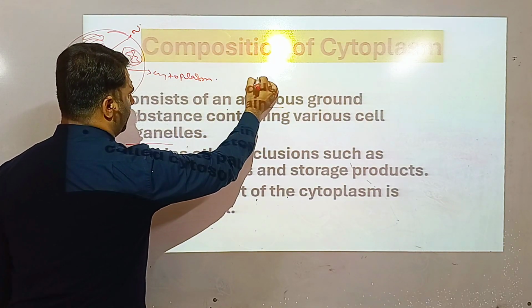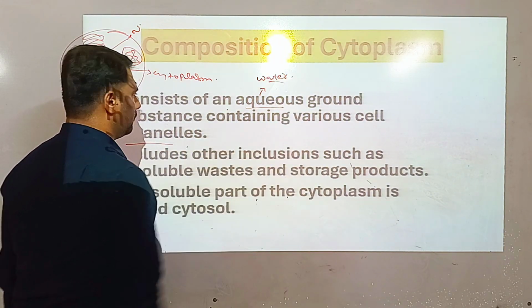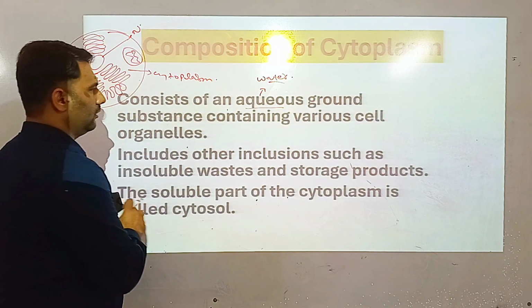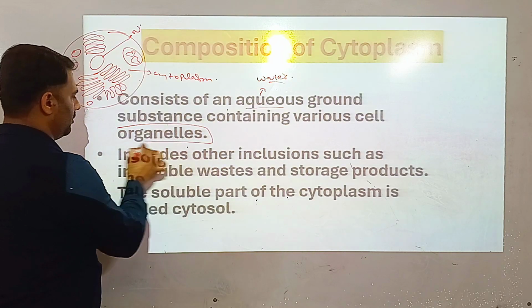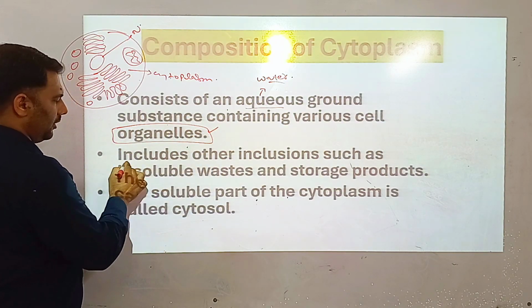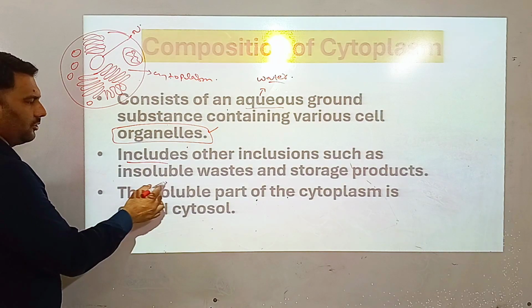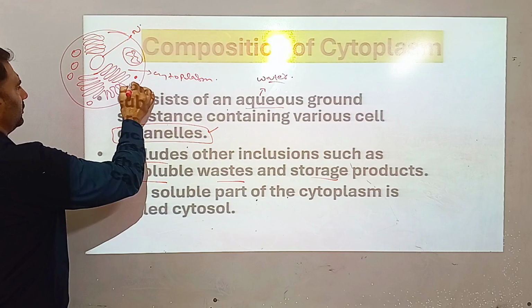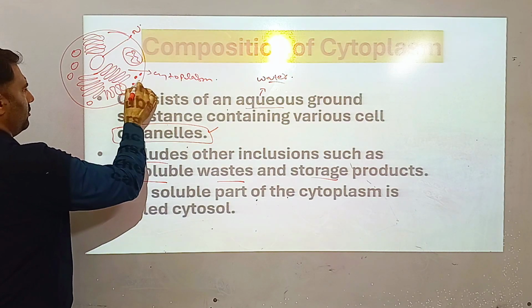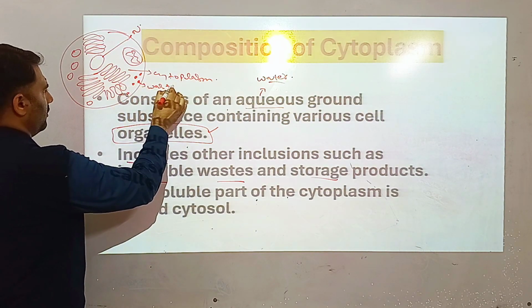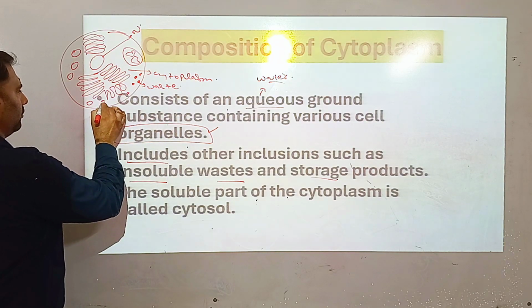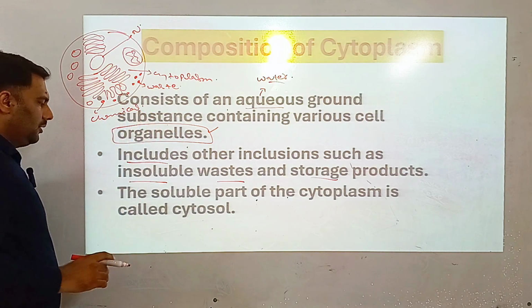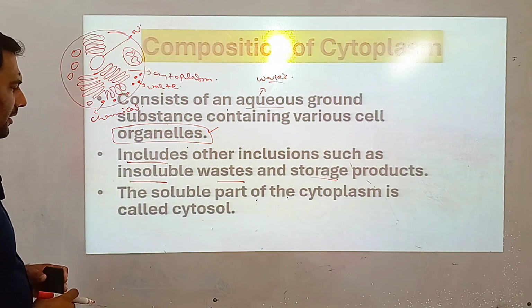Aqueous ground is actually the presence of water. Water is the medium of life. Without water, there is no life. Cytoplasm contains different kinds of organelles, and also inclusions such as insoluble waste and storage products. The cytoplasm also contains inclusions in the form of waste products which are stored in the vacuole, or different chemicals. And the soluble part of the cytoplasm is cytosol.